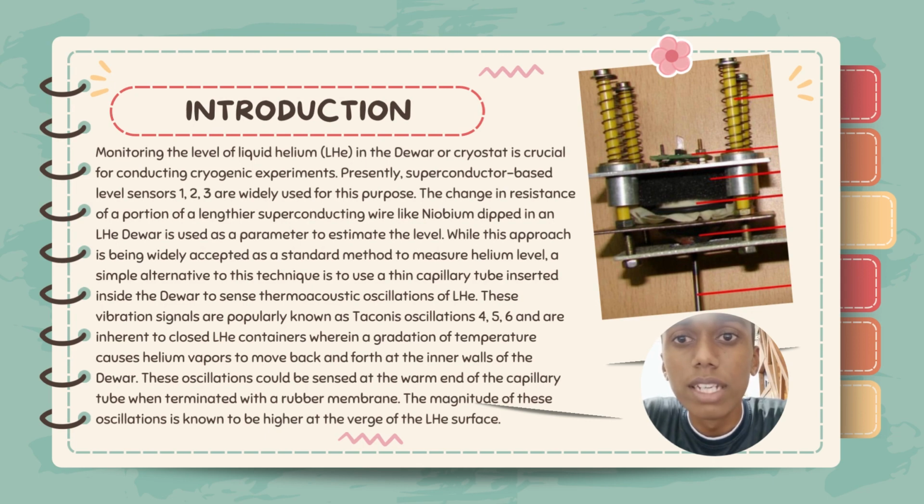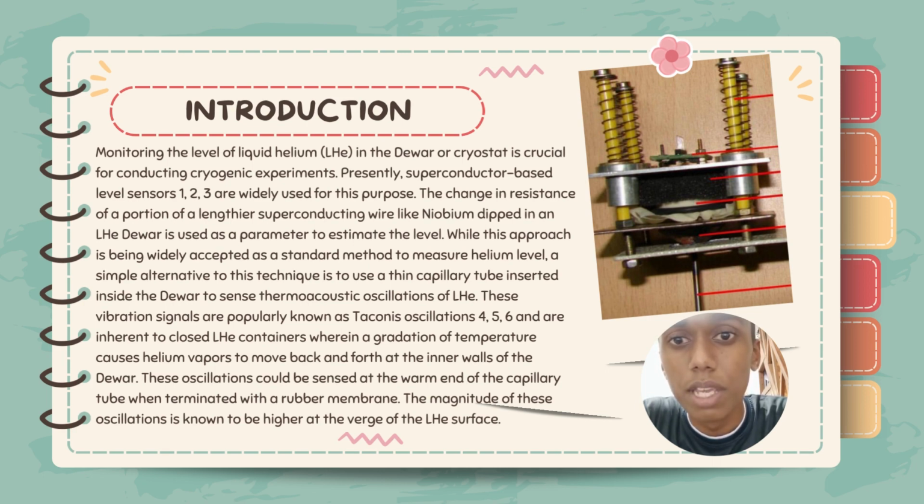Introduction. Monitoring the level of liquid helium in the device or core state is crucial for conducting cryogenic experiments. Presently, superconductor-based level sensors are widely used for this purpose. The change in resistance of a portion of a lengthier superconducting wire like niobium dipped in a liquid helium device is used as a parameter to estimate the level.